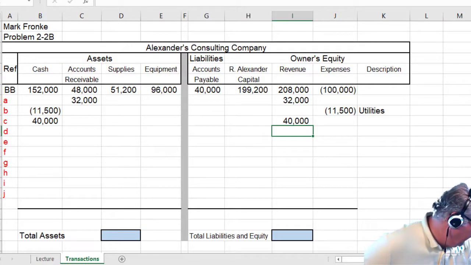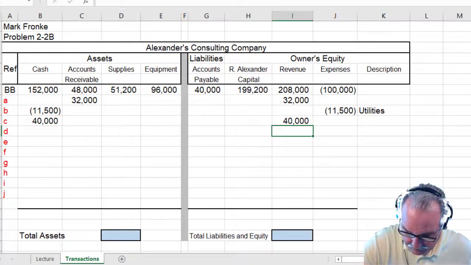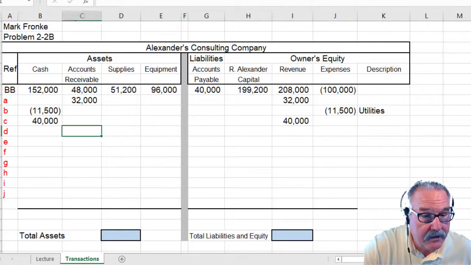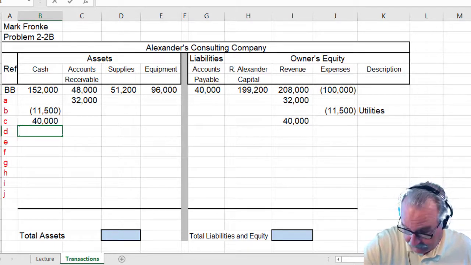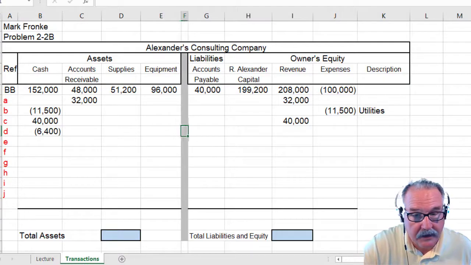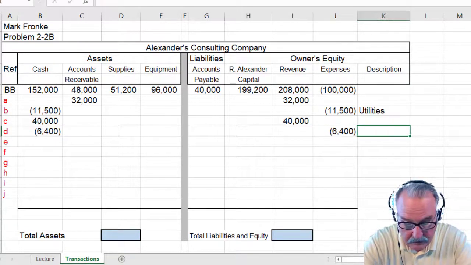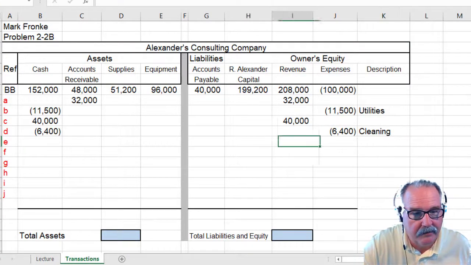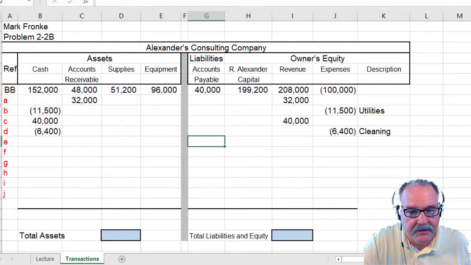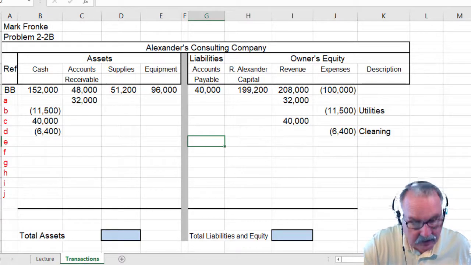Transaction D says paid $6,400 in cash for office cleaning services. So we've got 6,400 negative in cash, and we have 6,400 in cleaning expense, or office cleaning, however you want to describe it. Opposite sides, they have to be the same. These are both negative because cash is going down and we're recording an expense, which is always going to be negative.